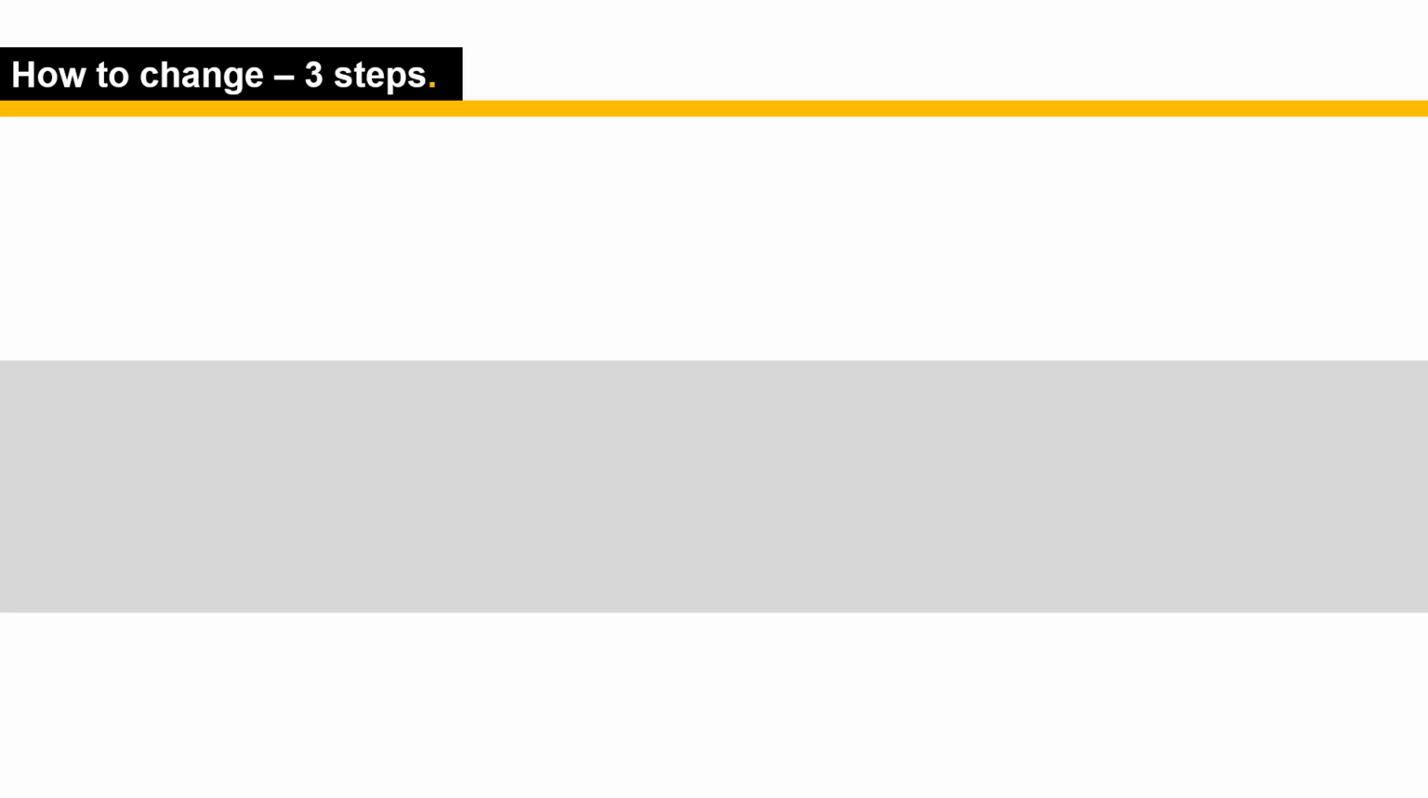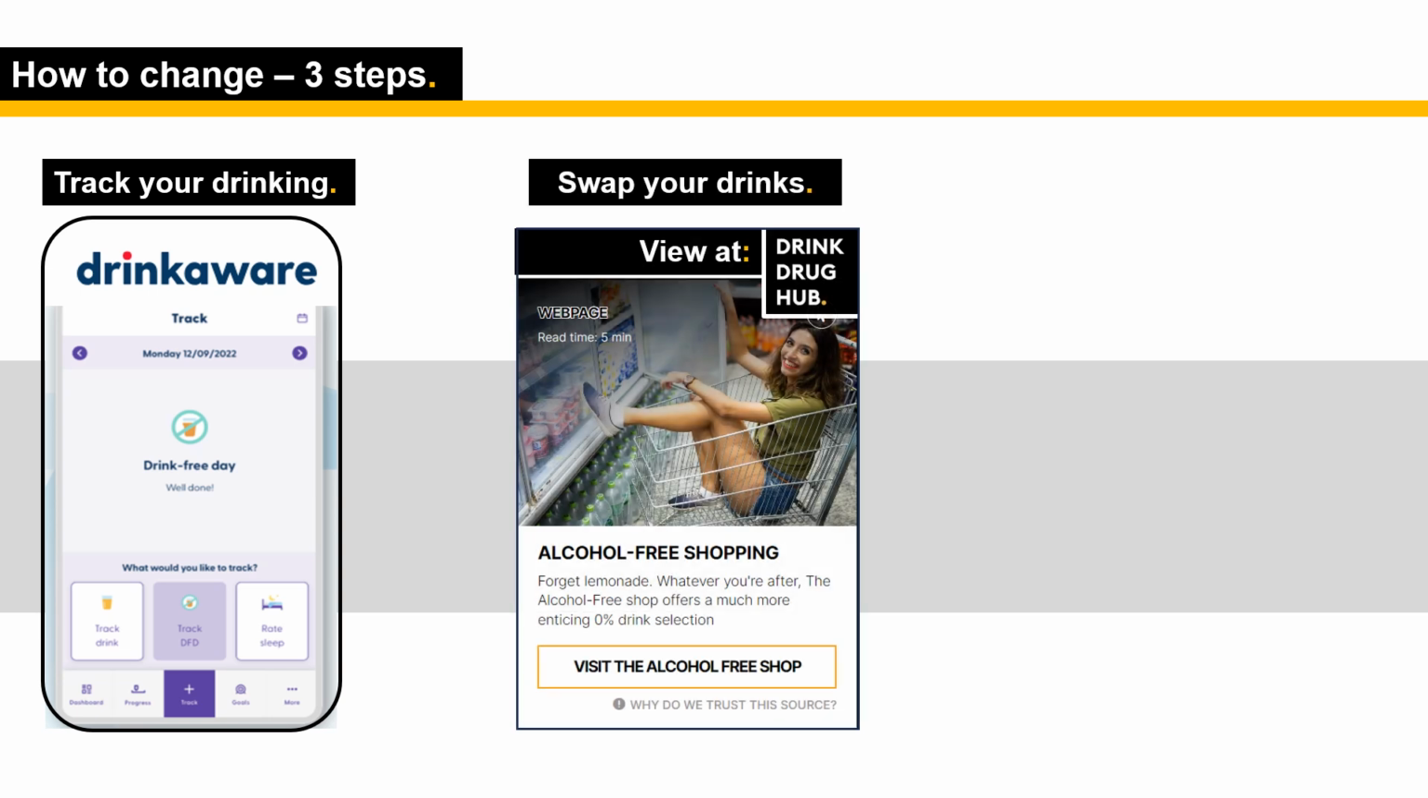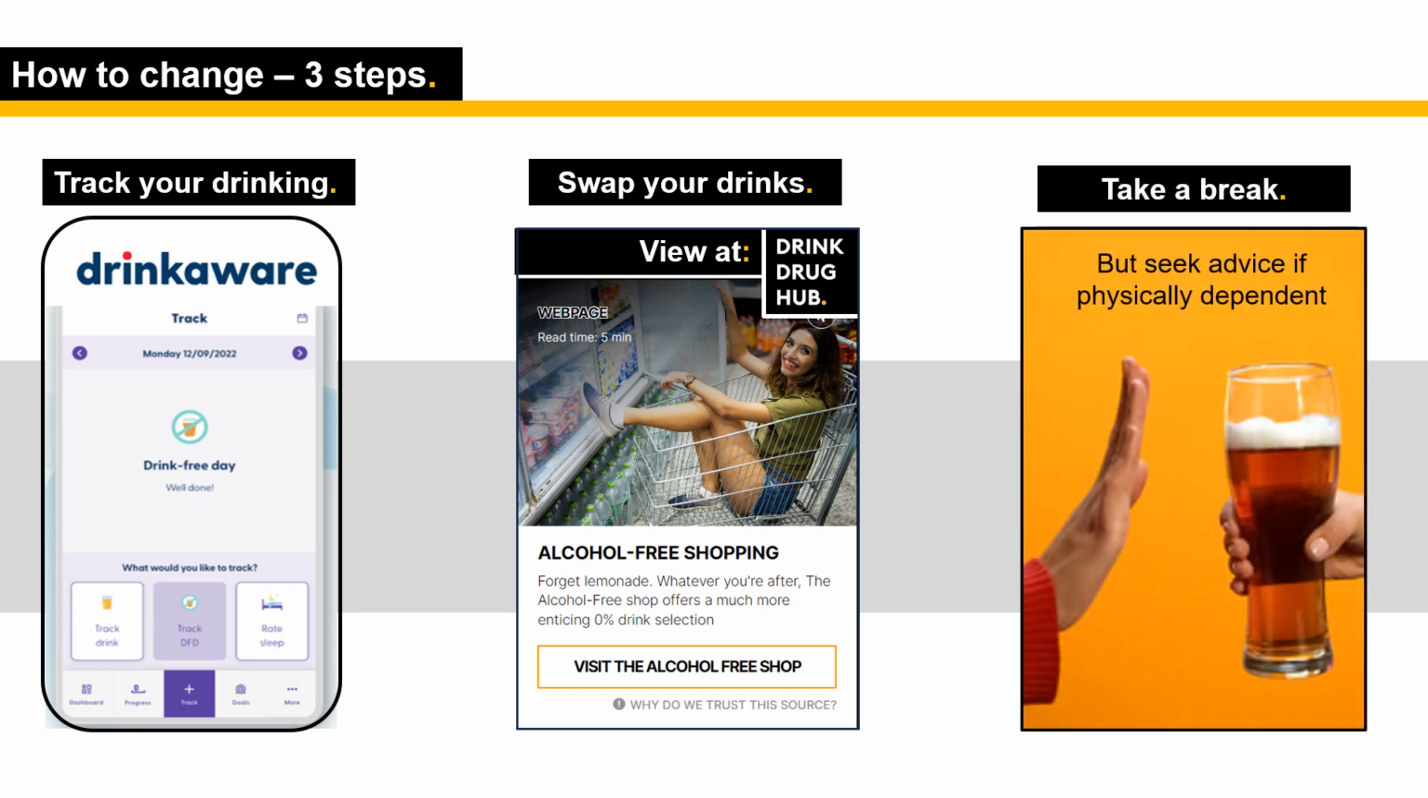Then there's some other steps you can take to change your use. We've already discussed the Drinkware app. The other apps are available. This will really help you track your drinking. We know people who tend to do that tend to reduce their use as a consequence. You can swap your drinks as well. We've got a resource on Drink Drug Hub there, which will take you through to the alcohol-free shop and give you a really big selection of drinks to try that don't contain alcohol.